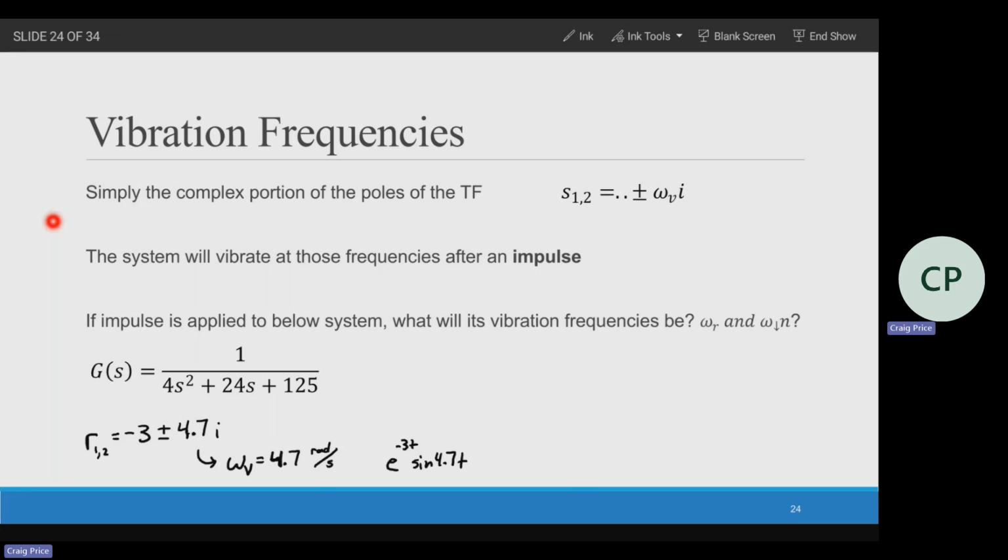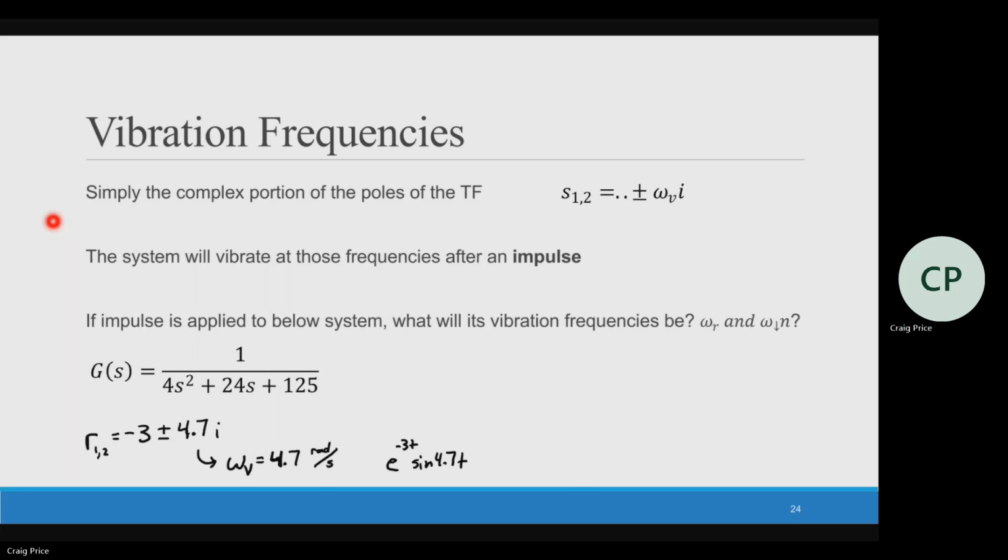All right, let's put it in standard form. So we have 0.25 over s squared plus 6s plus 125 divided by 4, 31.25. So this would be standard form.